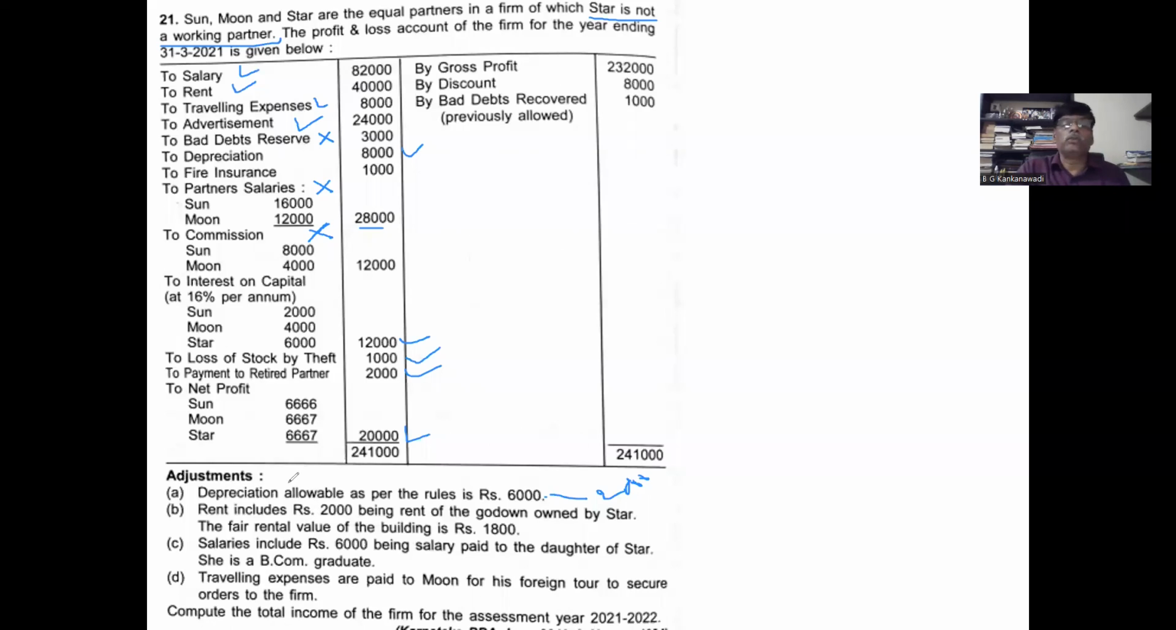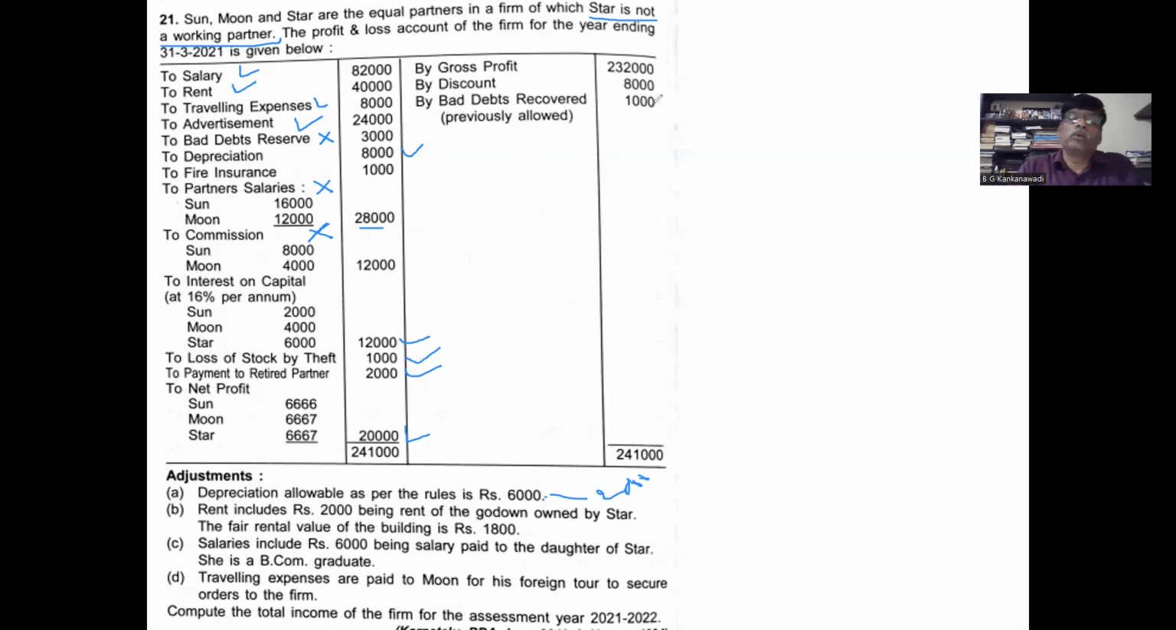Okay, like this you take the expense, thereafter you deduct the credit side items. Credit side item, first is discount related to business, bad debt recovered, previously allowed. Previously allowed is there, so it is not considered. Only previously disallowed, previously taxed are considered. Allowed is not considered. Remember this.